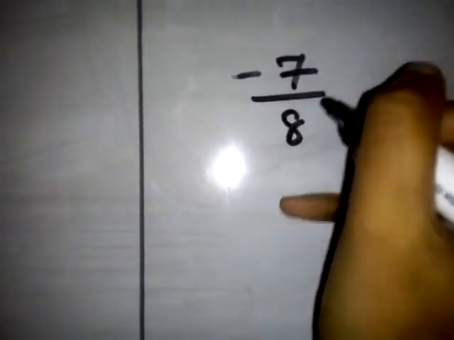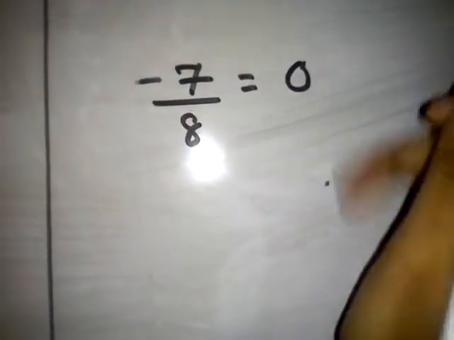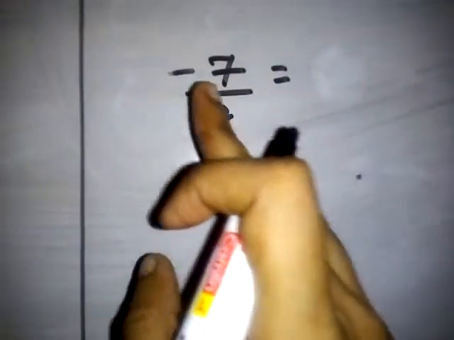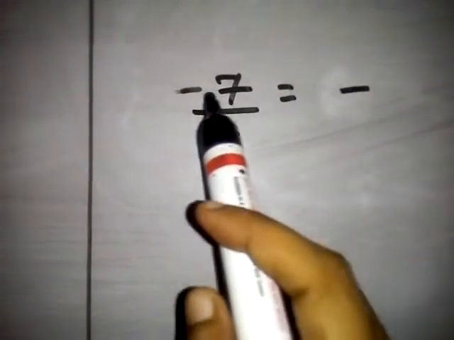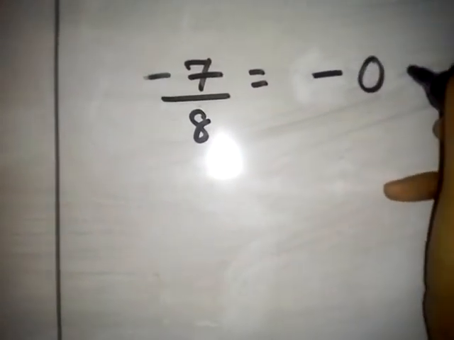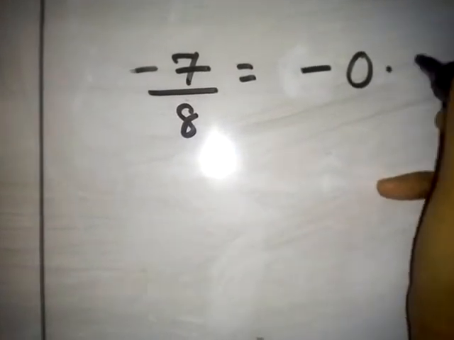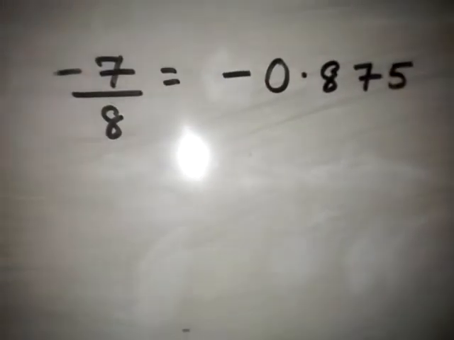Now you can write the answer. Minus 7 upon 8 is equal to the quotient. What you got here, that you have to write. Minus is given, no? So here in the answer you have to put the minus sign. The quotient what you got, that you have to write. Minus 0.875.